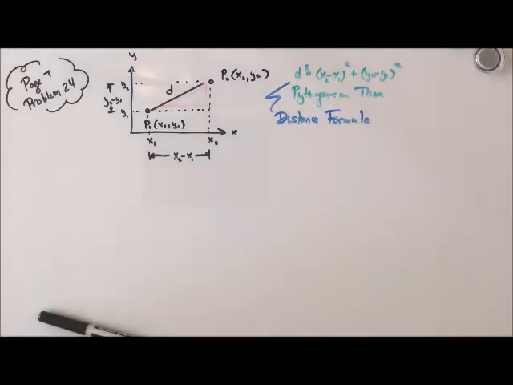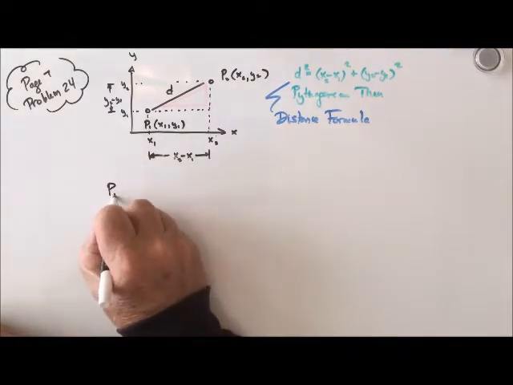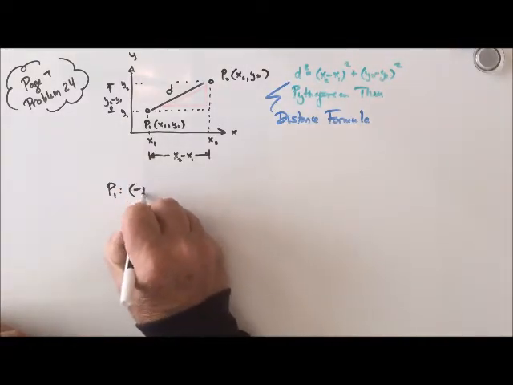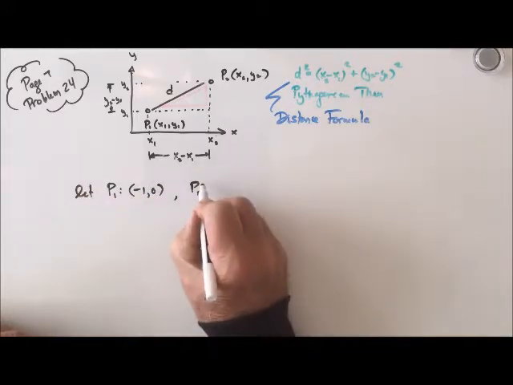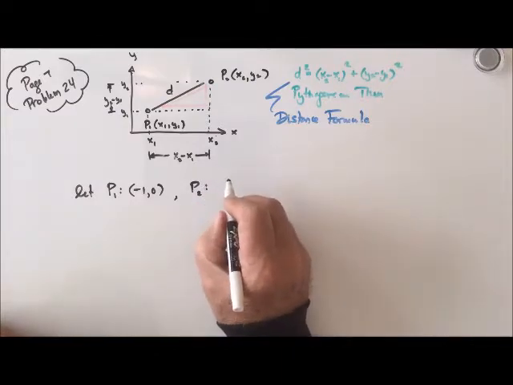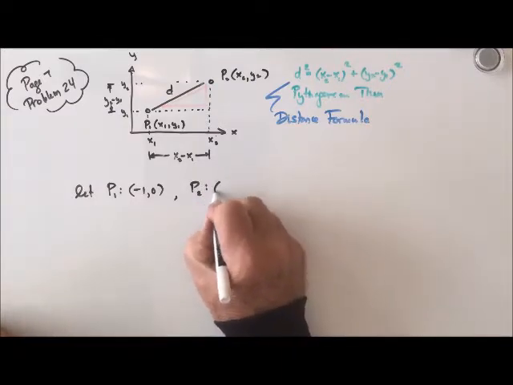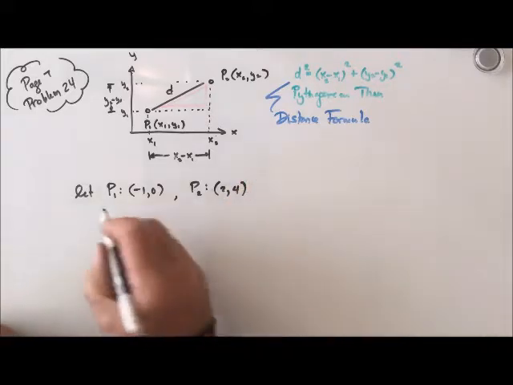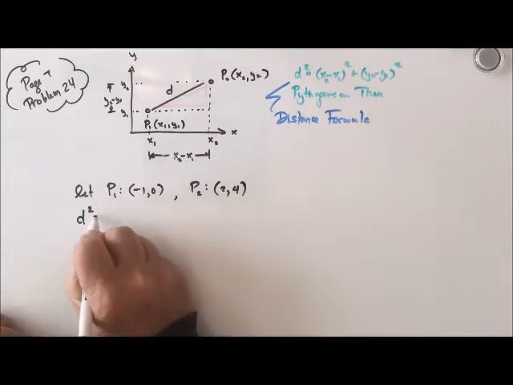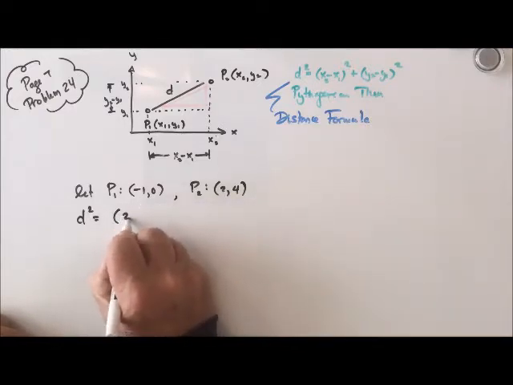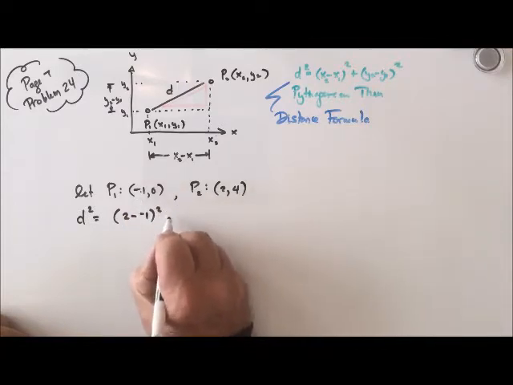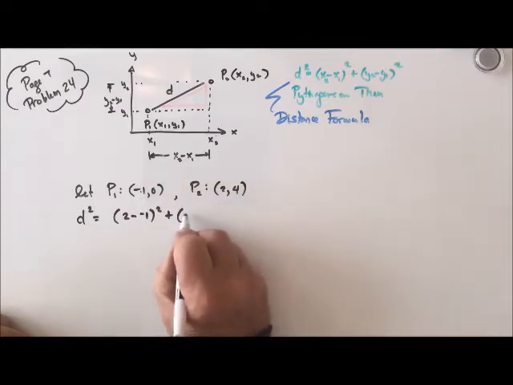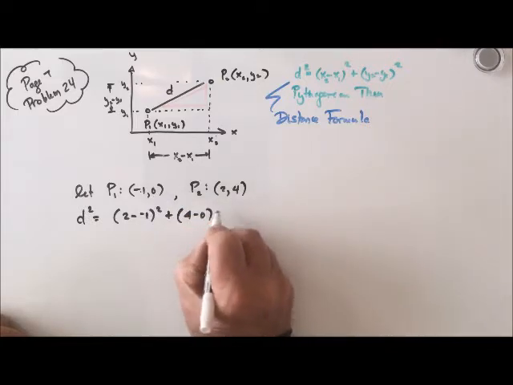So this problem just wants you to let P1 be the explicit point minus 1, 0, and let P2 be the explicit point 2, 4. And in this particular case then, this distance squared is the difference in the x's, x2 minus x1 squared, plus the difference in the y's, y2 minus y1 squared.